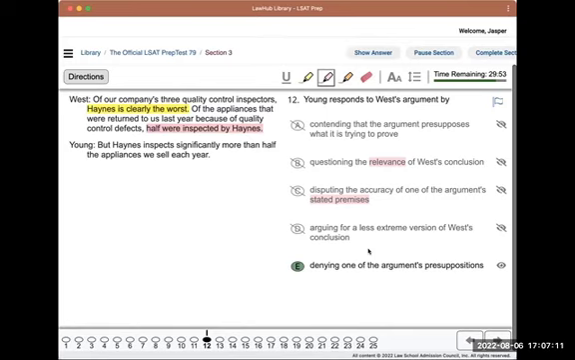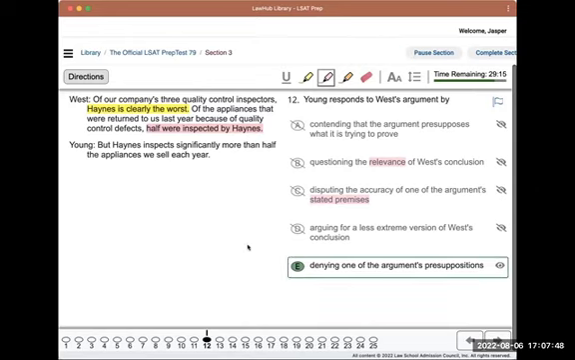Yeah, so the assumption that they're talking about is that each of these three quality control inspectors inspects about 1/3 of the total, and therefore there's a disproportionate number of defects that Haynes is missing, because half of the ones that come back were inspected by Haynes. But it's not disproportionate if Haynes inspects significantly more than half of the appliances sold each year. So that's what Young is attacking.